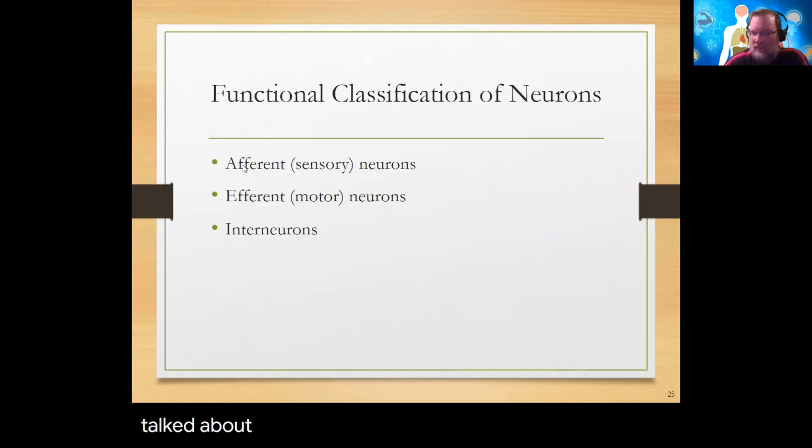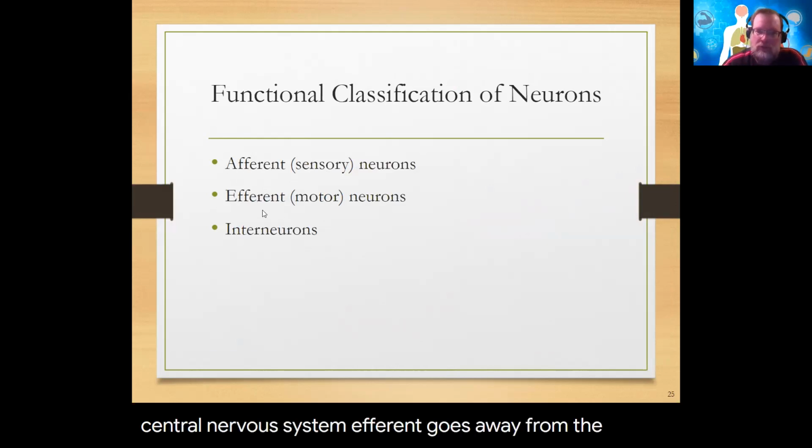Again, we talked about afferent and efferent pathways. Sensory comes in, motor goes out. Afferent comes towards the central nervous system. Efferent goes away from the central nervous system.